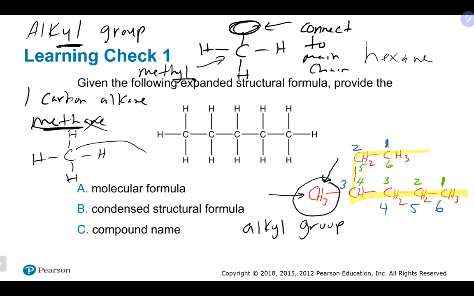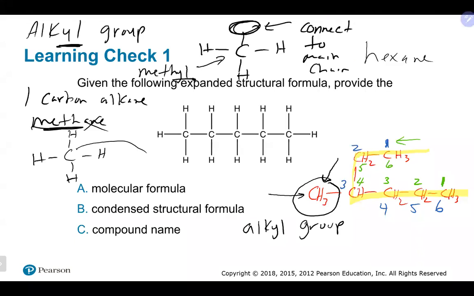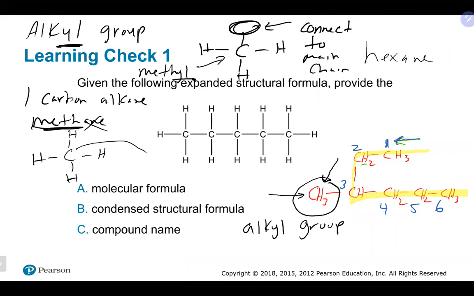The blue direction to number this would be the correct way, because in this case, the group here gets the priority. So the group gets the priority in terms of the numbering, that we want to go in the way that will give us the smallest number for that group. So the proper way to number this would be not this way, but going that way. That means that our group there, I'll use the blue arrow, would be good. Our group is at carbon number 3.